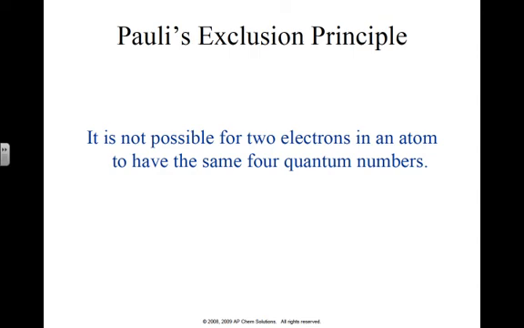There's 3 rules that go with this. The Aufbau principle, which says that electrons like to enter orbitals of lowest energy first. Pauli exclusion principle says that you only have 2 electrons per orbital. And then Hund's rule, if you'll remember, says you put 1 in each orbital before you double up.